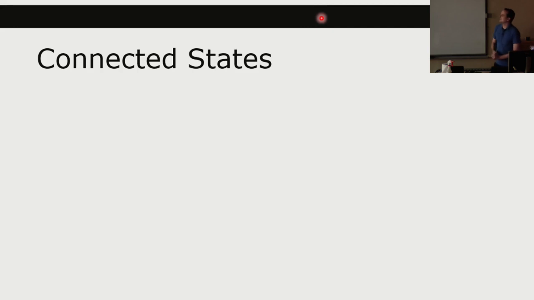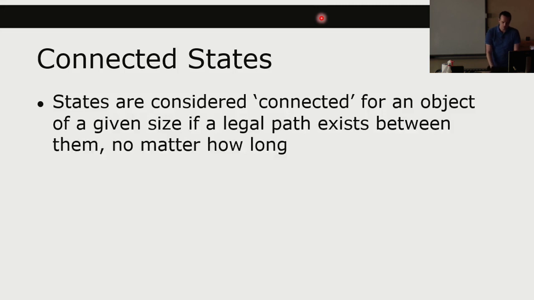Next new thing in assignment 2 is the idea of connected states. And this will answer the question of why didn't the solution turn all red if there was no path? So that's what I did for my solution. My solution for assignment 1 is actually the same as my solution for assignment 2. I just used it for assignment 1. So what is a connected state? Well, states are considered to be connected for an object of a given size if a legal path exists between them, no matter how long.